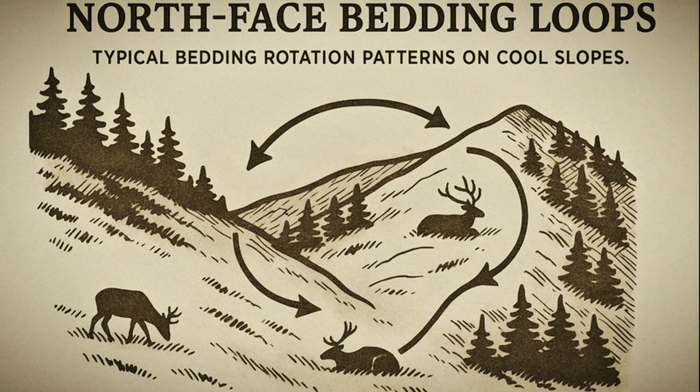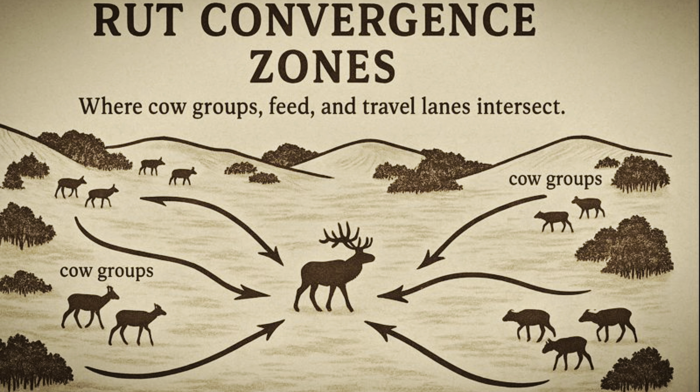Number 72 is your north face bedding loop. Those are preferred bedding circuits used throughout the day, and they're reliable patterns for predicting elk and mule deer locations. Number 73 is your rut convergence zones. Those are areas where cow groups feed and cover all meat. They're high rut activity areas and are high in calling potential.